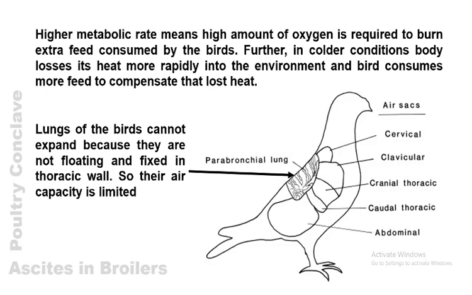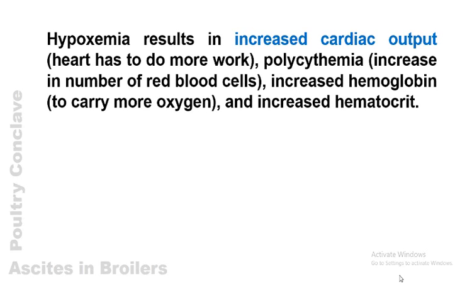But broiler lungs have limited capacity to supply oxygen to the blood, because the lungs of the birds are stuck into the thoracic cavity and they are not free floating like ours. So the expansion of lungs is very difficult, and its capacity to hold air is very limited. So this results in hypoxemia, which means less oxygen is available in the blood, or oxygen deficiency in the blood occurs. Hypoxemia results in increased cardiac output. The heart has to do more work. The workload of the heart increases.